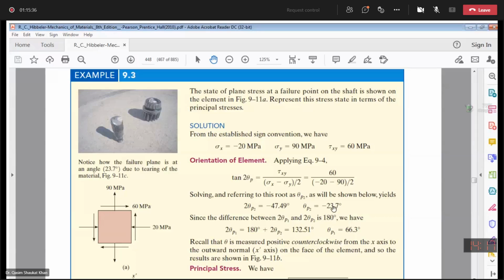Now the next thing is we have to calculate theta p1. As earlier we have said, the difference between theta p1 and theta p2 is 90 degrees. That is what we said, isn't it? Please find the value of theta p1.